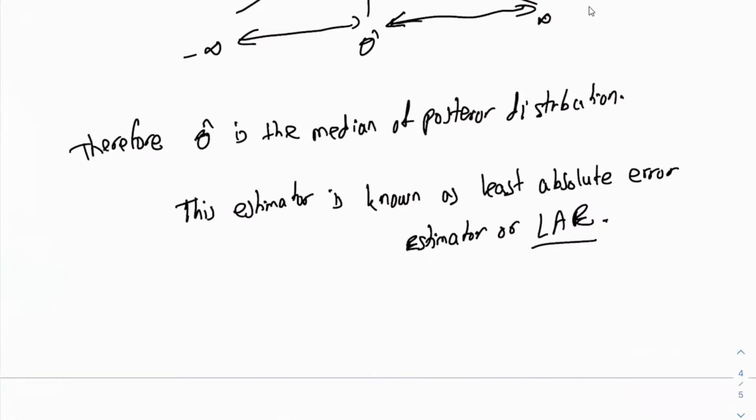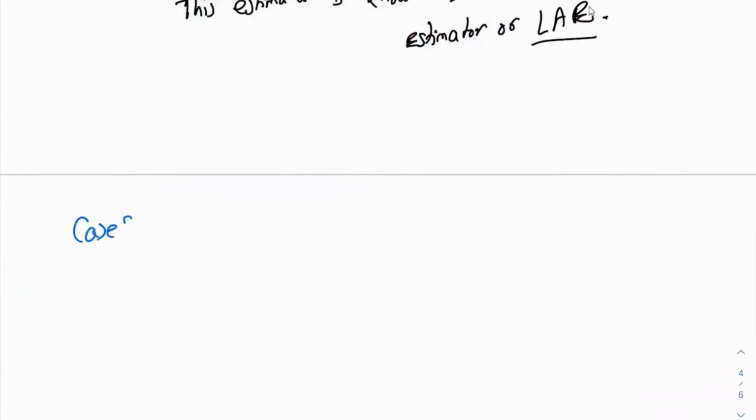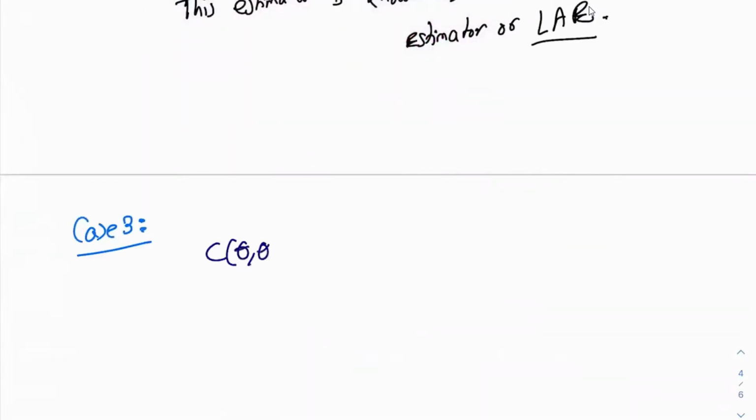Good, great. Let's go for another case, case 3, which is maybe the most important one. What if the cost function C of theta, theta hat is equal to 1 and 0, as I said multiple times in my videos? It is 1 for absolute value of theta greater than theta hat, and 0 for absolute value of theta less than theta hat. What would be the best estimator?